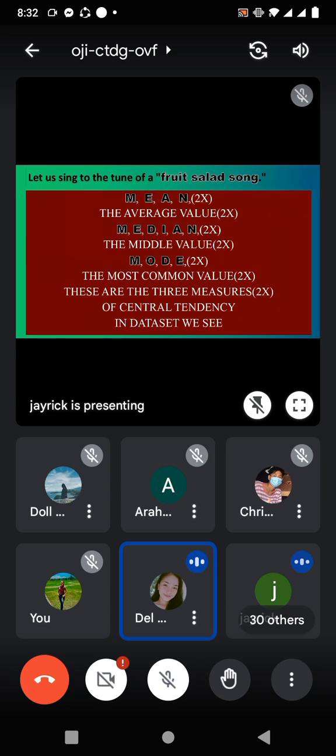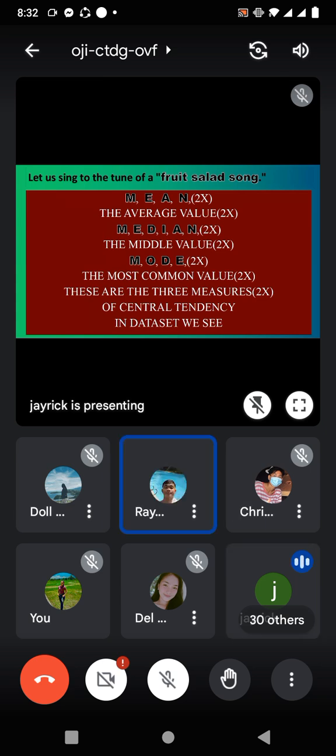Mean, the average value. Median, the middle value. Mode, the most common value. These are the three measures of central tendency in a data set you see.